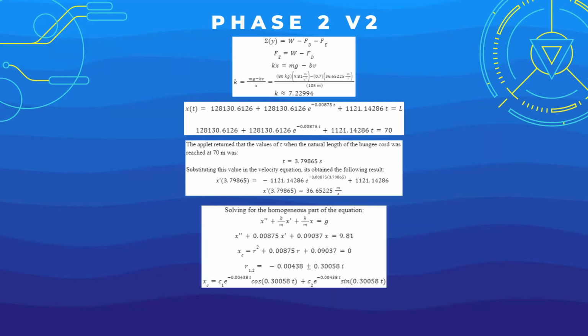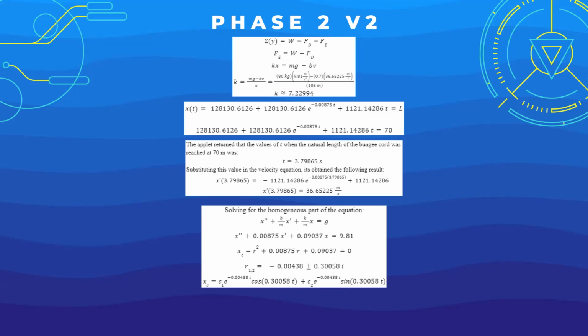The calculations for the second part are basically the same as in the previous part, but the difference here is that we need to calculate the value of the coefficient of elasticity, and we do so by making the sum of forces: the weight of the object in free fall, the drag force that it experiences, which goes opposite to the direction of the free fall, and the elastic force, which, like the drag force, goes in the opposite direction of the weight. We isolate the k.